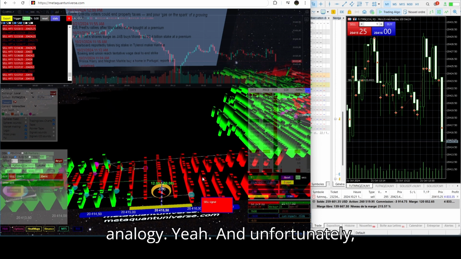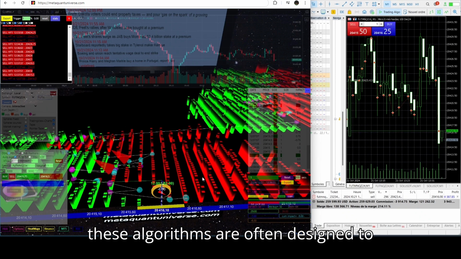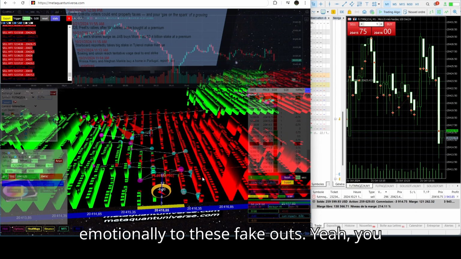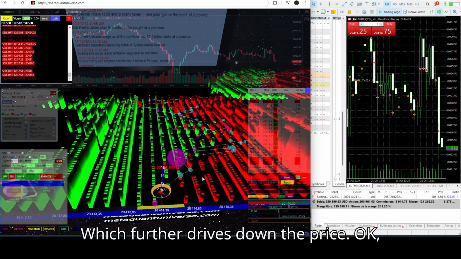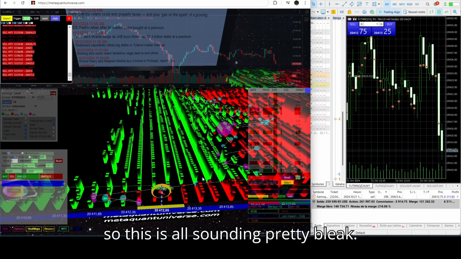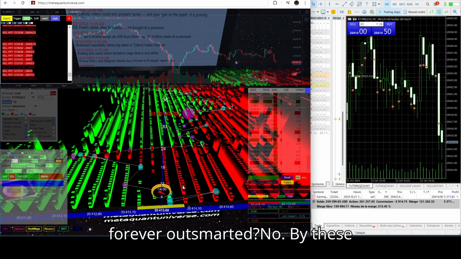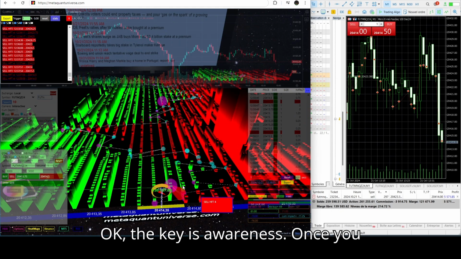A perfect analogy. And unfortunately, these algorithms are often designed to exploit traders who react emotionally to these fakeouts. They trigger panic selling, which further drives down the price. Okay, so this is all sounding pretty bleak. Are we doomed to be forever outsmarted by these algorithmic puppet masters? Not at all. The key is awareness.